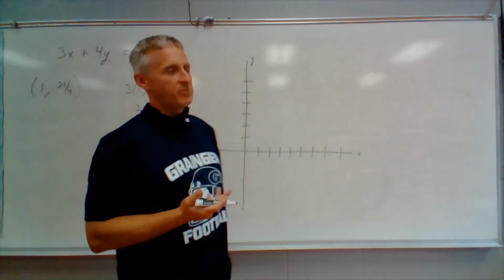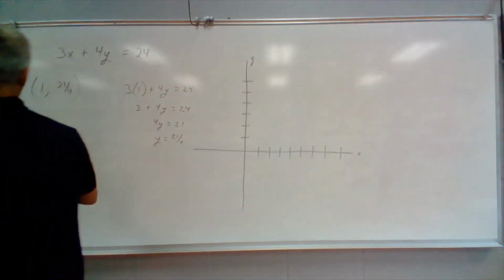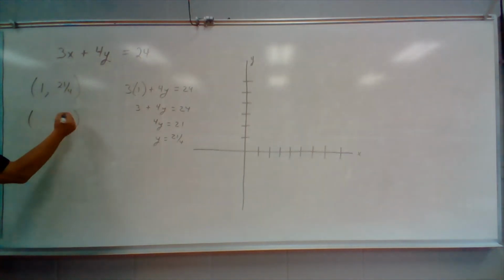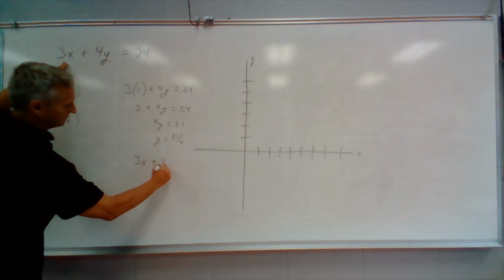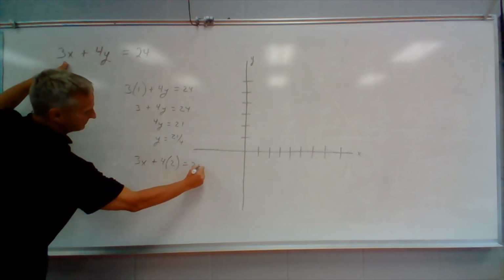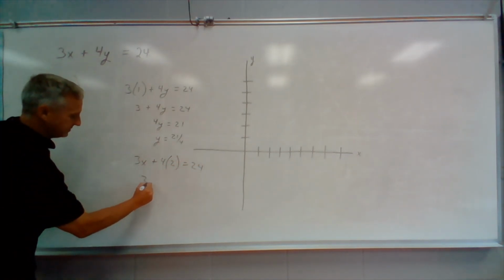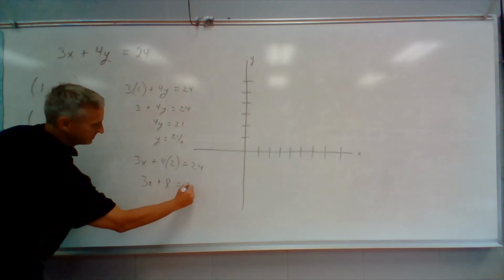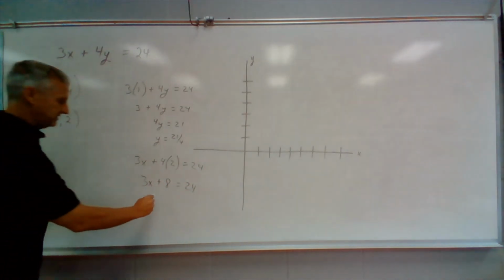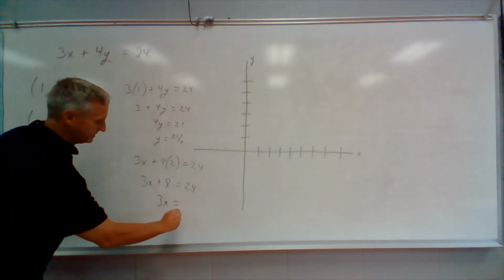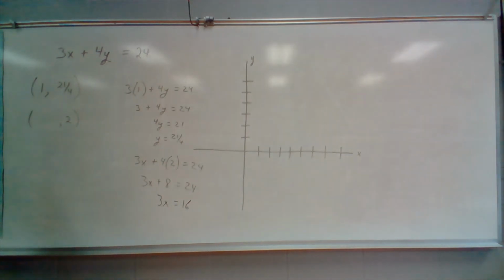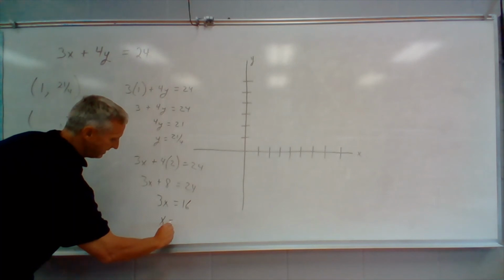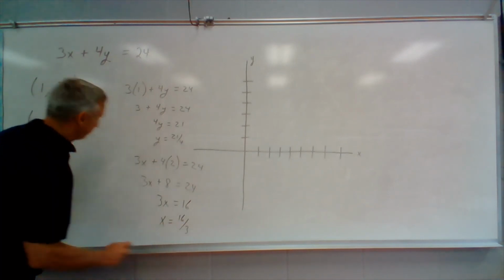I could also put in any number I want for the y. So, I don't know, let's try maybe a 2 for the y. So if I do that, I'll have 3x plus 4 times 2 equals 24. That'll be 8. So 3x plus 8 is equal to 24. Subtract 8 from both sides. And 3x is equal to 16. And divide both sides by 3. I get x is equal to 16 over 3.